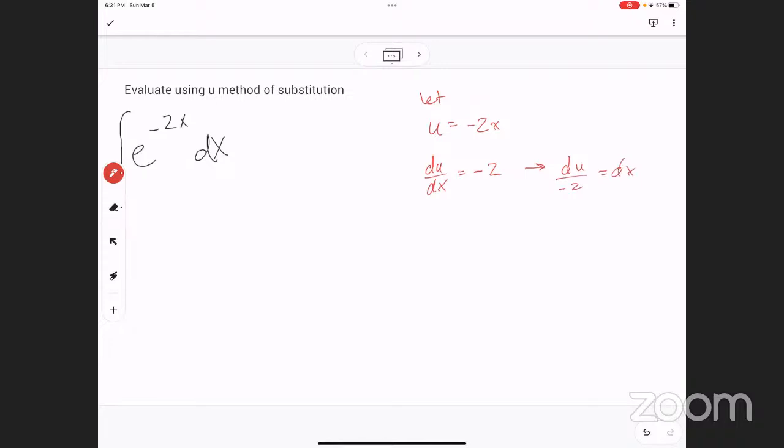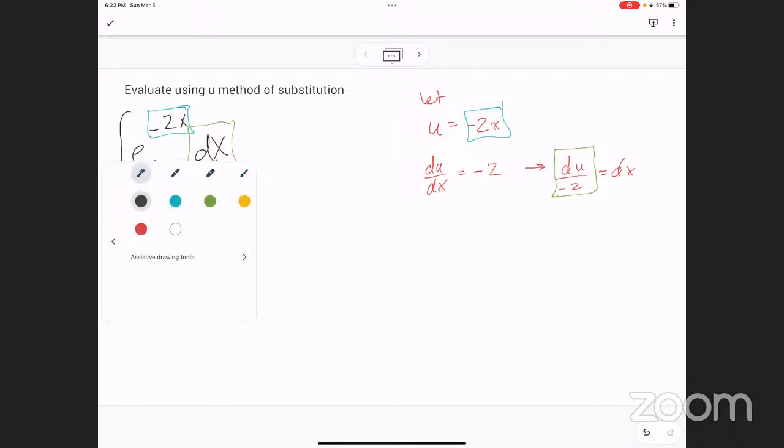Do you understand what I did there? Just algebra, right? I just moved this over and then I divided this over. And in my mind, it just makes what I'm going to do look a little bit easier. So anywhere that I see dx, I'm going to write in du over negative 2. And anywhere I see negative 2x, I'm going to write in u.